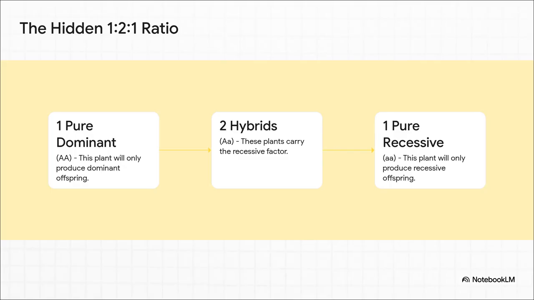And Mendel's true genius was realizing that this 3-to-1 ratio that he could see was actually hiding a deeper 1-to-2-to-1 ratio in the genes, or factors. So of those 3 tall plants, 1 was pure tall, but 2 were hybrids that secretly carried that short factor. And of course, the 1 short plant was pure recessive. This proved it. The factors were separate little packages that split up and then recombined.